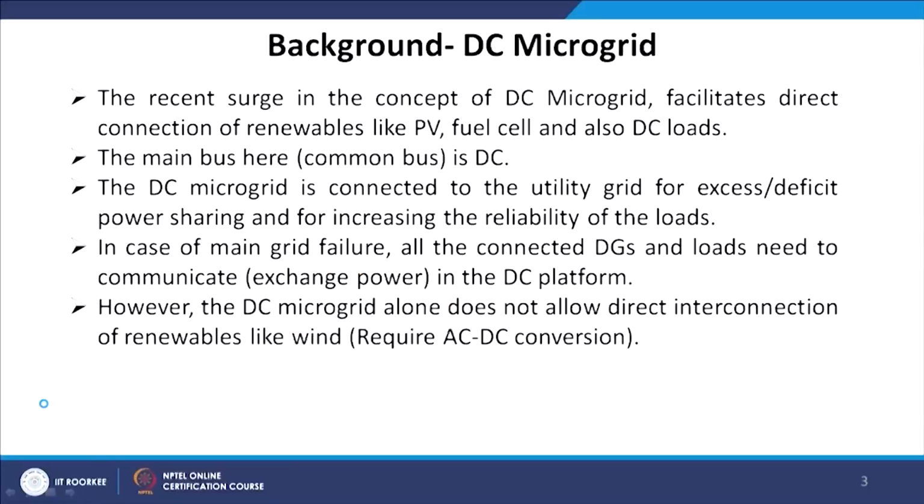However, the DC microgrid alone does not allow direct interconnection of renewables like wind. For example, if you have a DC grid in place and you have wind generators, those cannot be directly connected to your DC grid. So perhaps you require AC to DC conversion. Being said that, we can have loads, industrial loads, induction machines, those are again AC in nature. So again you need DC to AC conversion. So in case of a DC smart grid or microgrid, you need to have AC to DC and DC to AC conversion, which is very common.